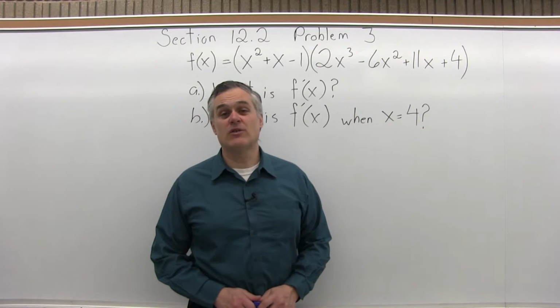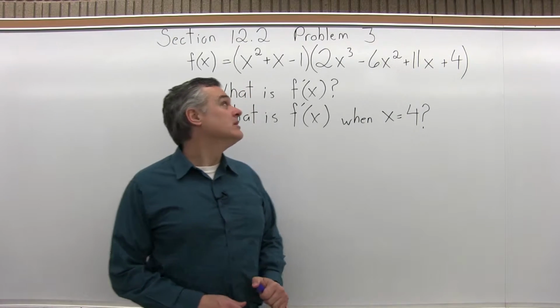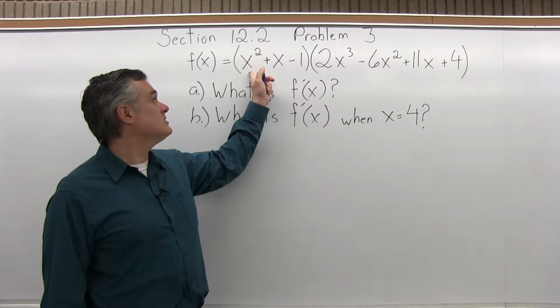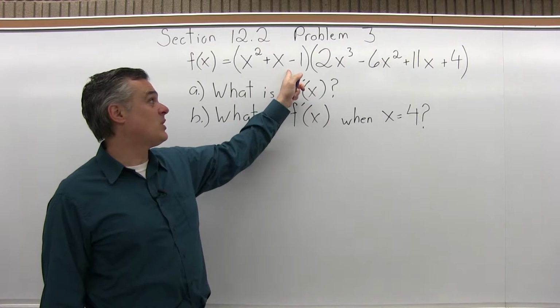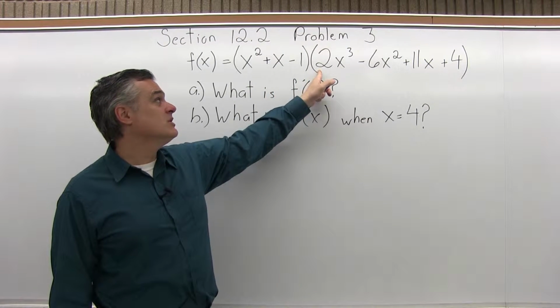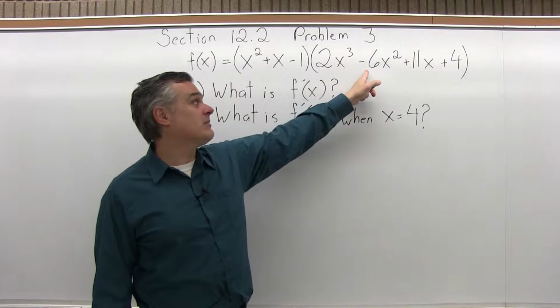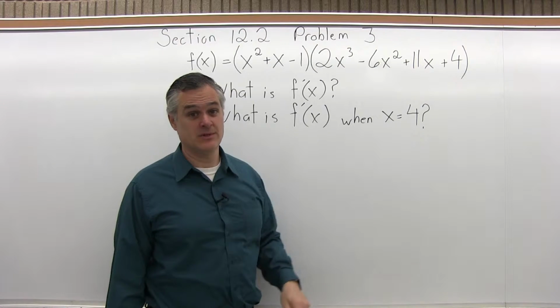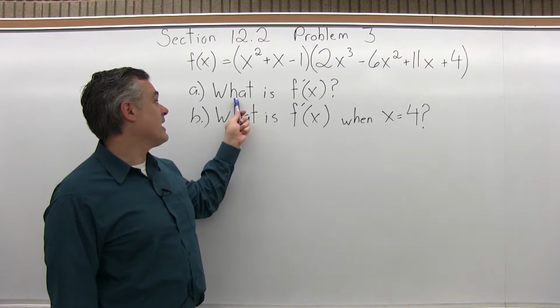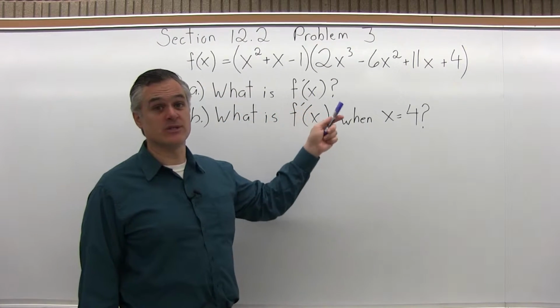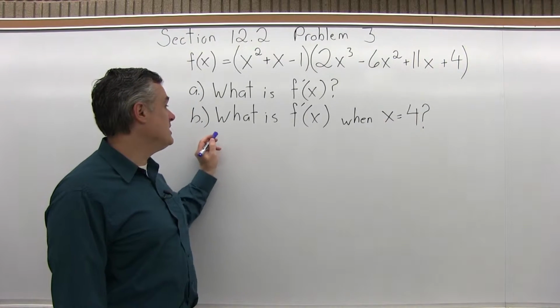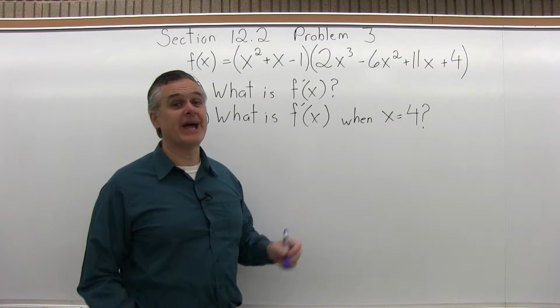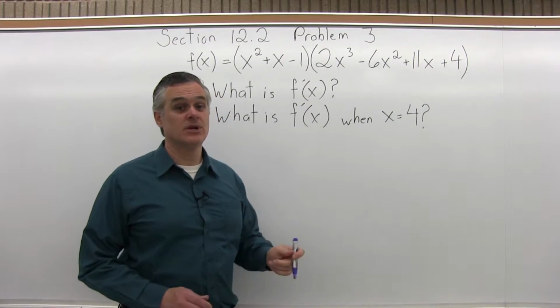This is Section 12.2, Problem number 3. We have a function f of x equals x squared plus x minus 1 times 2x to the third power minus 6x squared plus 11x plus 4. Part A, what is f prime of x? What is the derivative? And part B says, what is f prime of x when x is 4?